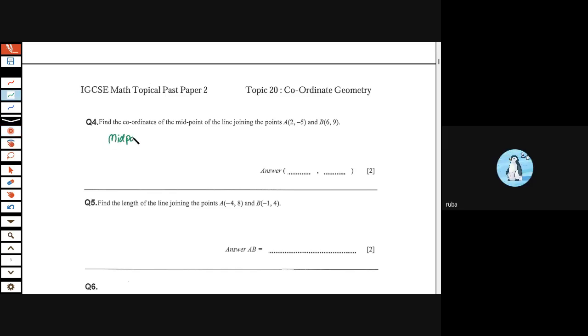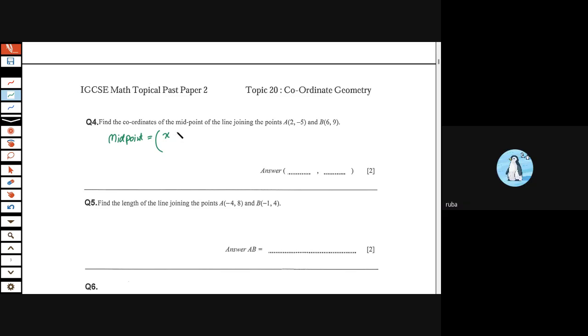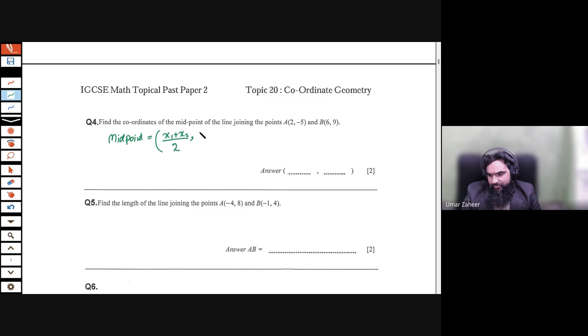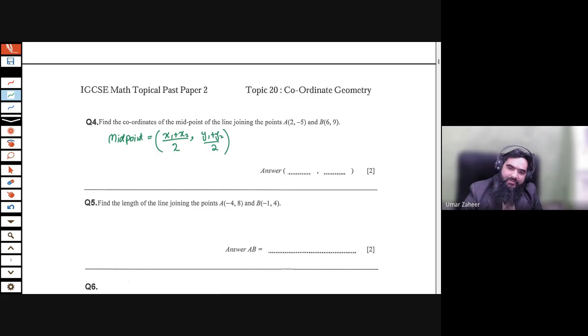Was it the y equals mx? No, midpoint. I don't remember. Was it x1 plus x2 over... I don't remember. x1 plus x2 over 2, plus y1 plus y2 over 2? Okay. All right, this is the formula.